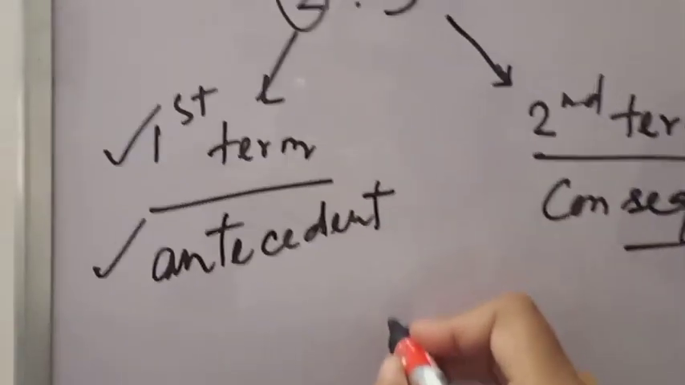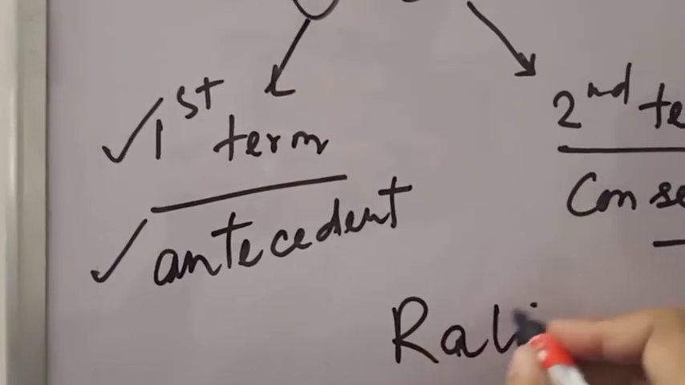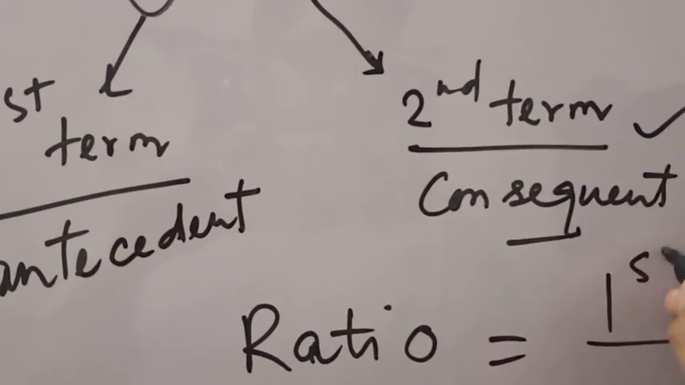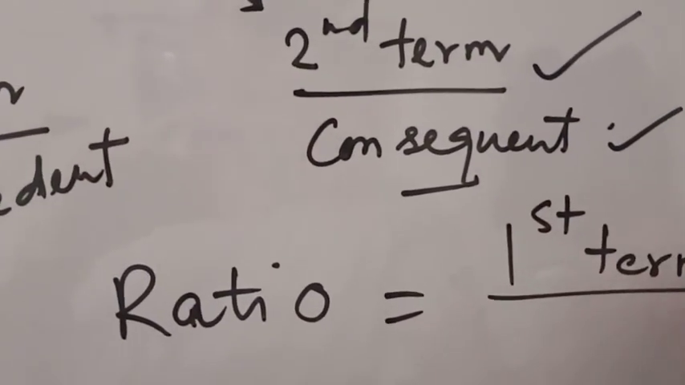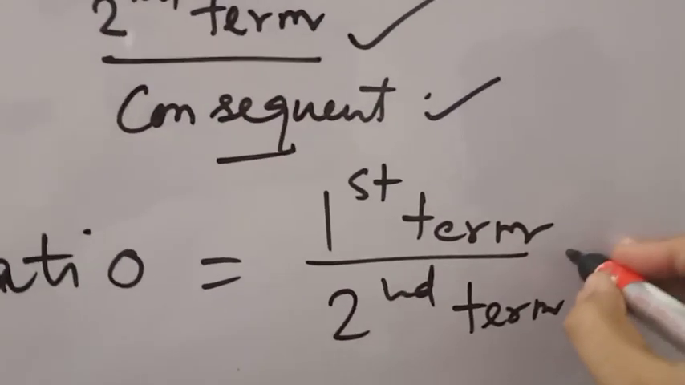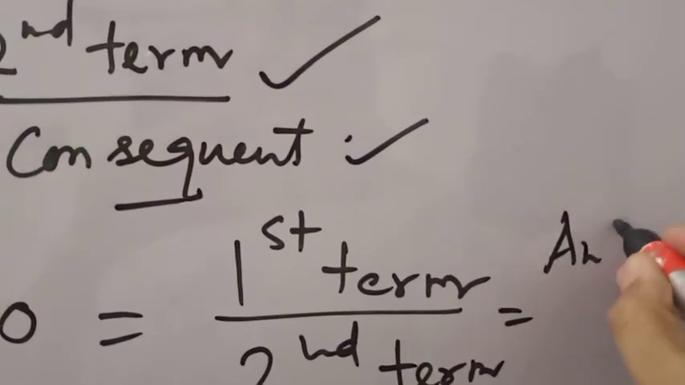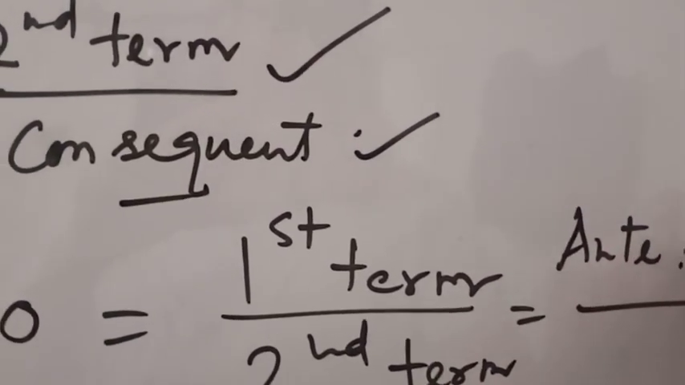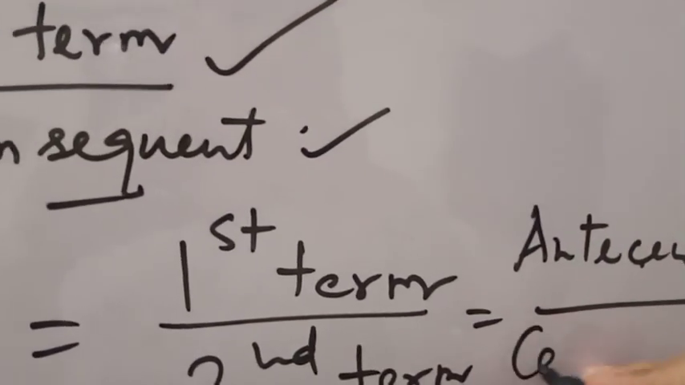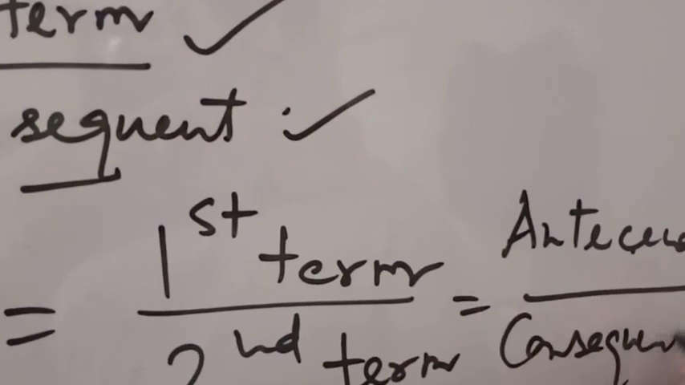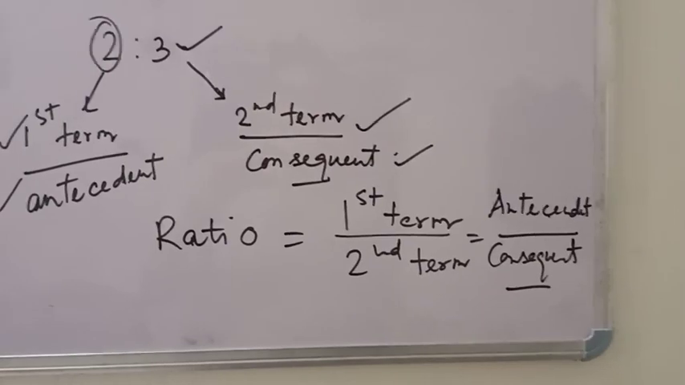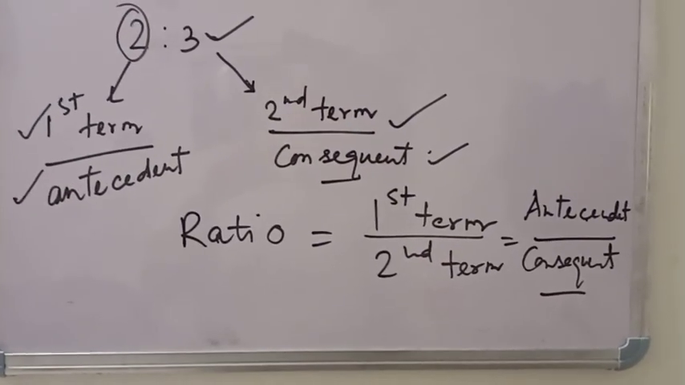So we can write here the ratio equals first term by second term, or we can write antecedent by consequent. So ratio equals first term by second term, or antecedent by consequent.